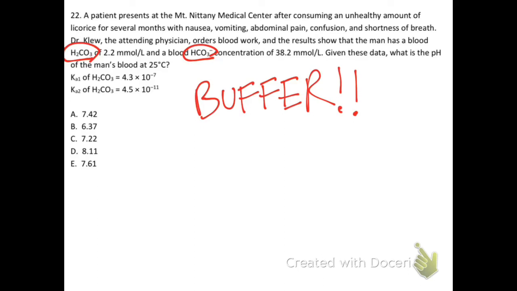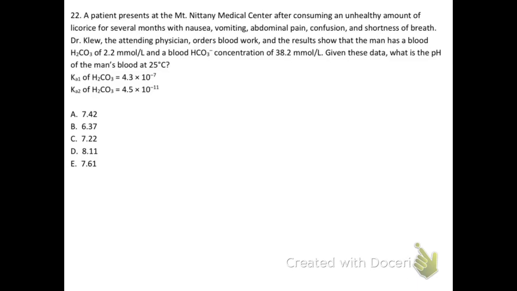So with a buffer, we can use the Henderson-Hasselbalch equation. pH is equal to pKa plus the log of the concentration of base over acid. And it doesn't have to be concentration. It can be any ratio of conjugate base to conjugate acid. Oftentimes it's concentration, but we can use moles, millimoles, millimolar. We can use millimoles per liter, which is also millimolar. Anyway, let's figure this problem out.